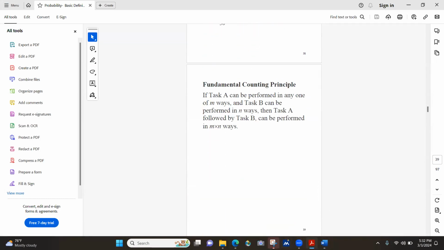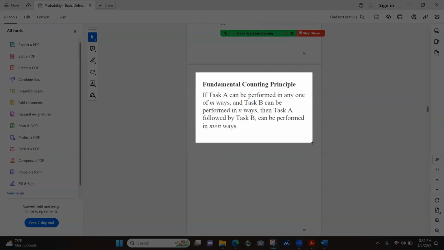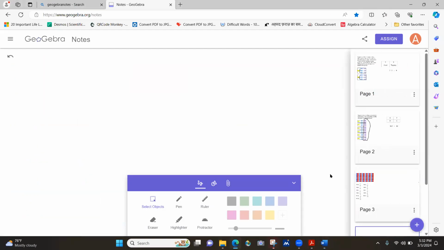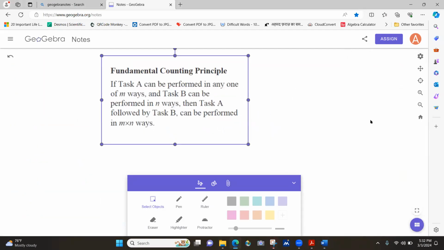So, fundamental counting principle. We have actually seen 3 examples of the fundamental counting principle, but let's define it formally. The fundamental counting principle means, if task A can be done in 5 ways, and task B can be done in 3 ways, how many ways can you choose task A and then task B?